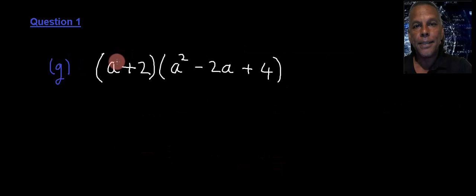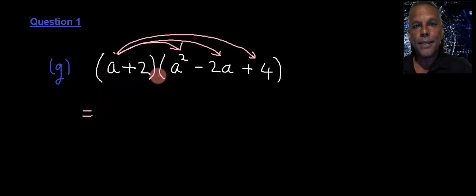We can start by multiplying the a here into the second set of brackets. A times a squared is a cubed. Then we have a minus. A times 2a is 2a squared. Then we have a plus. And a times 4 is 4a.